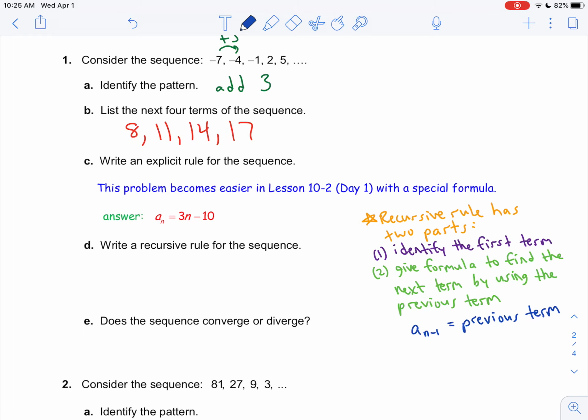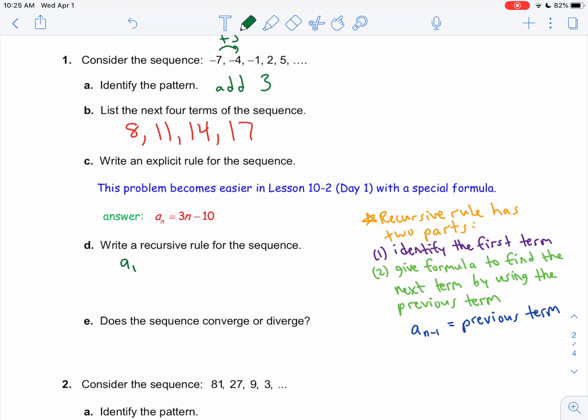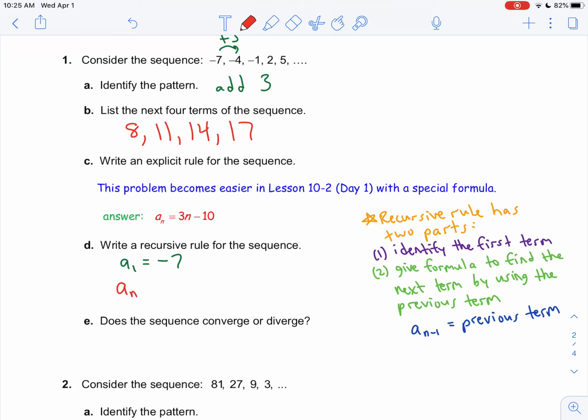So now, going back to our problem number 1, I'm going to say a sub 1, the first term, equals negative 7. That was easy. It was given to us. Now, maybe I'll switch colors. Now, a sub n, that's any term, equals the previous term, and then I'm going to go back to part A where I said add 3. So I'll put plus 3. So previous term plus 3. It's just telling me to start at negative 7, and now just keep adding 3 to get to each term.